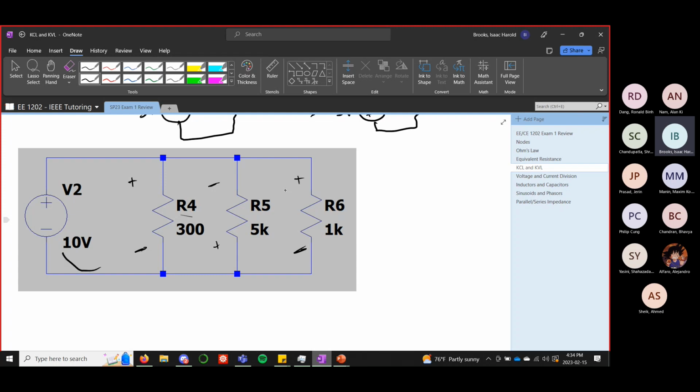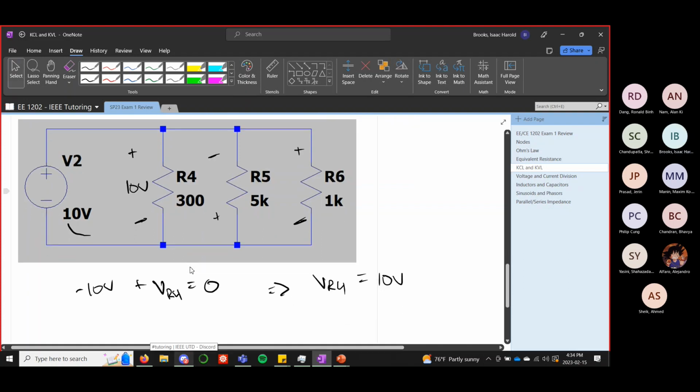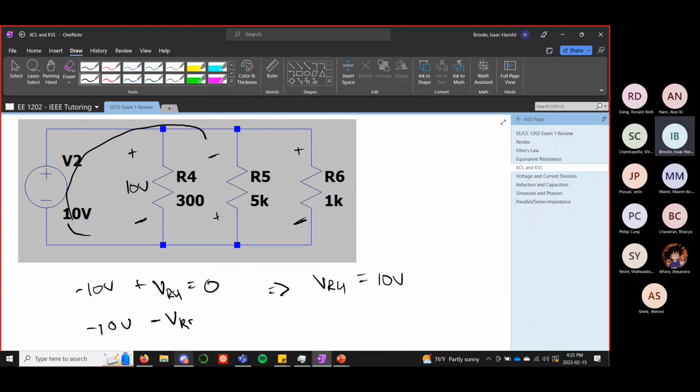So if we're going clockwise, we say we have a negative 10 volts, and say we're doing this first loop. And then we have a plus VR4, okay, equals zero. That implies that VR4 is 10 volts, right? We add this over. So this is 10 volts. If we set the polarity the other way, we can still do KVL and say negative 10 volts, and then keep going around this other loop, and we'll say minus VR5 equals zero. Okay, and what that would imply is VR5 is equal to negative 10, right?